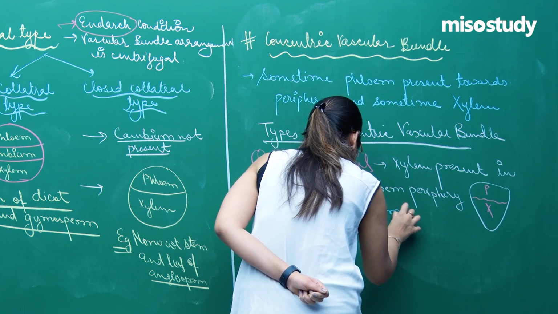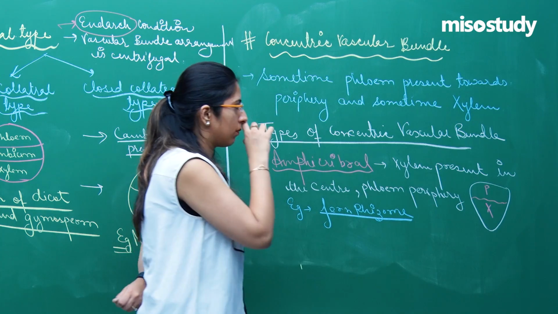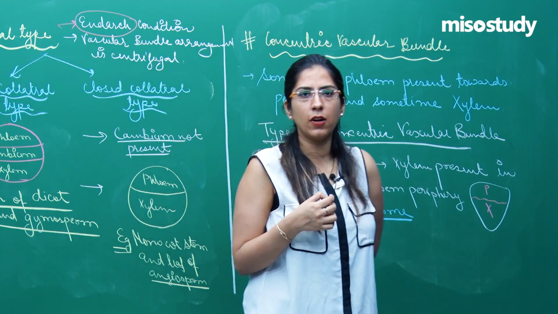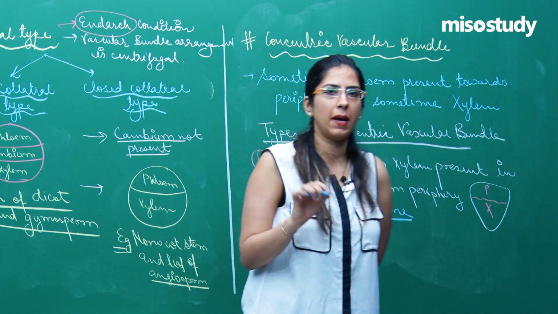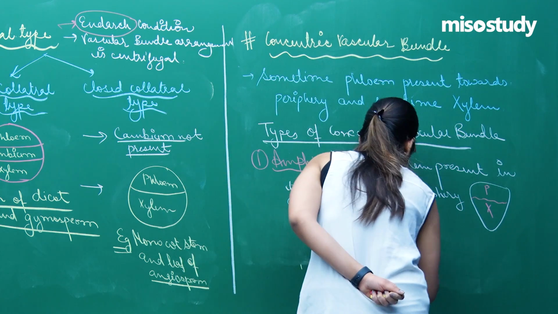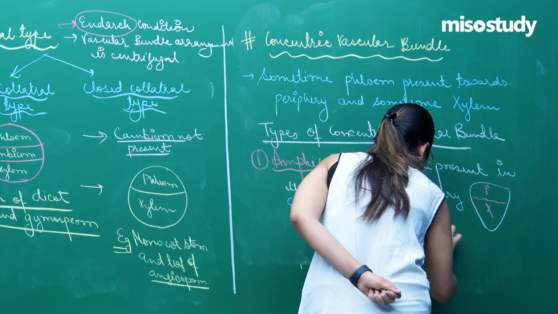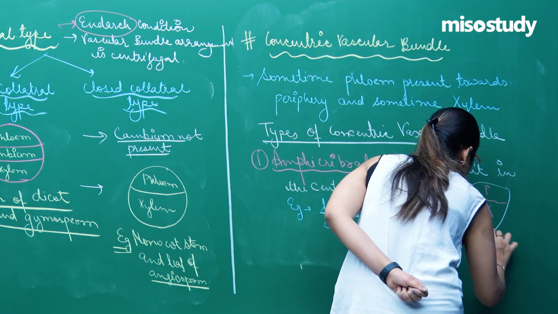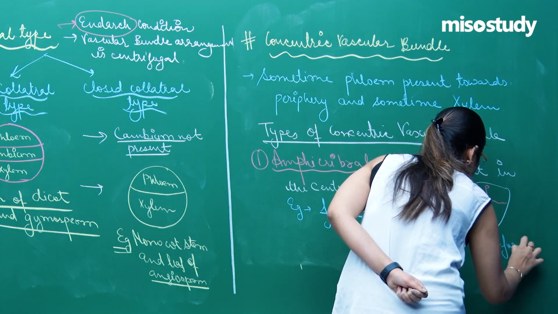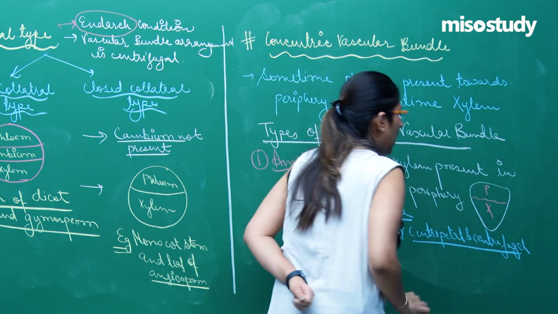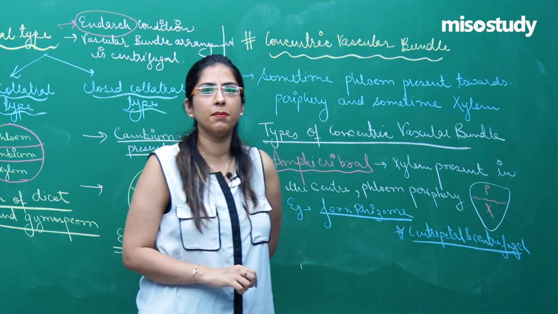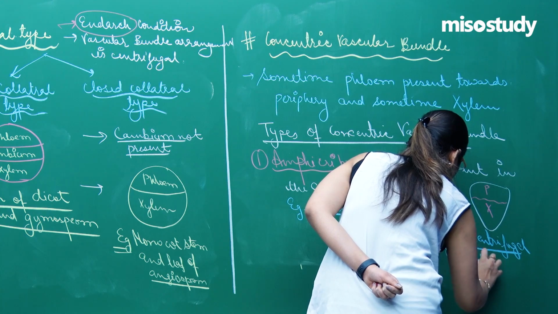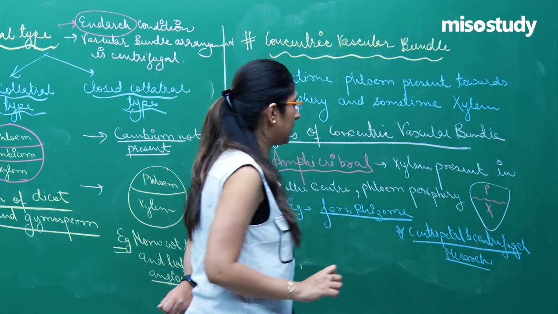In this case, another type of arrangement can be seen which is called as centrifugal and centripetal, and we have discussed that. Now tell me one thing, this type of arrangement is called as a mesarch type of arrangement. Mesarch type of arrangement, right?